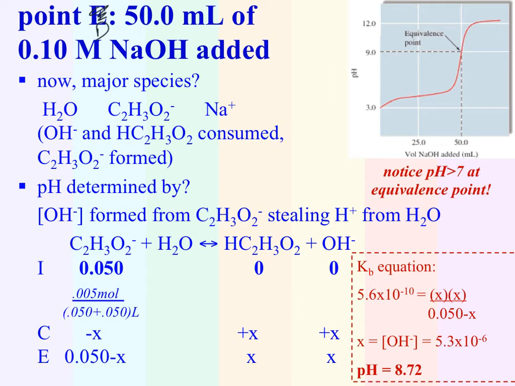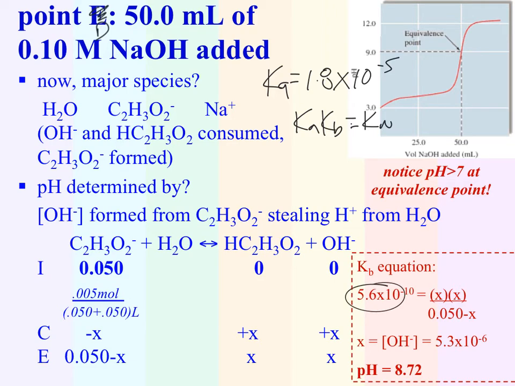And then what we need to do is plug this into the Kb expression. So the question may be, where are we getting this Kb from? Where's that value coming from? Well, remember, we were given the Ka of the acetic acid, 1.8 times 10 to the negative fifth, and we know that Ka times Kb equals Kw, so this allows us to solve for our Kb value without having to do any super complicated calculations.